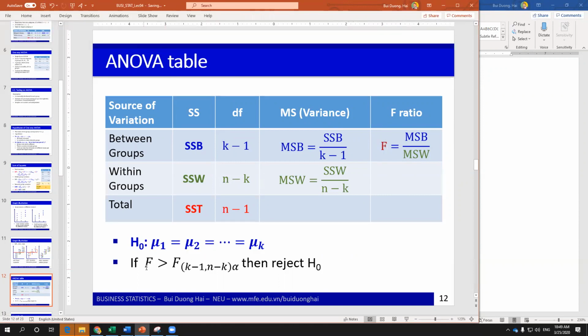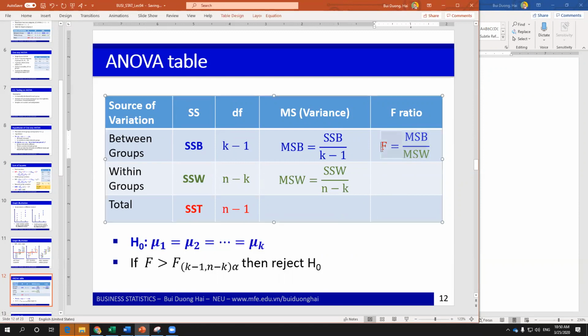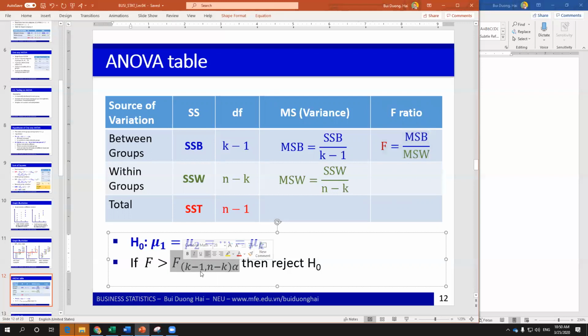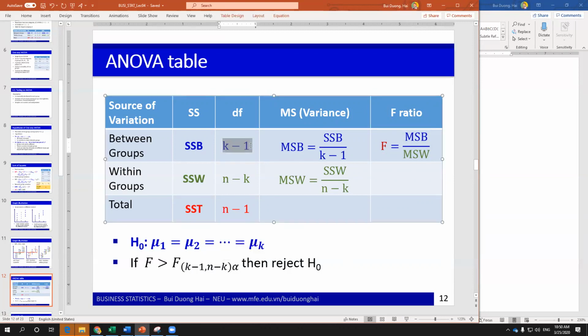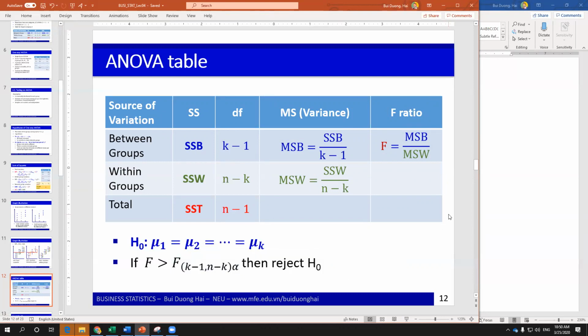Then testing the hypothesis, every mean is equal. If F ratio is greater than F with 2 degrees of freedom, K minus 1 and N minus K, and alpha, then you reject H0. Therefore, what is your conclusion? Reject H0. At least one mean differs from the others, or the factor affects the mean.